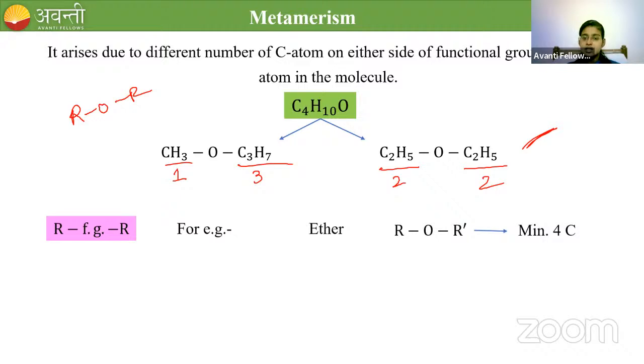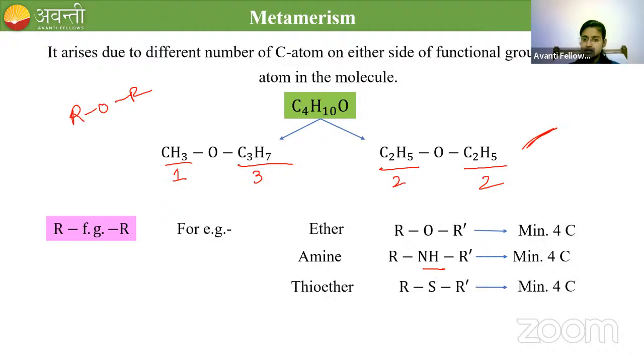Then you can go for amines. Amines will have RNHR. So NH is the functional group and the 2 alkyl groups which are attached should have different carbons. And thioether. Instead of oxygen, if you put sulfur, it is called thioether. The remaining things are same. And ketone, RCOR. To write the metamer of ketone, you need at least 5 carbons. The number of carbon atoms attached to either side of the functional group will be different. So those are called metamers. This is all about metamerism, students.